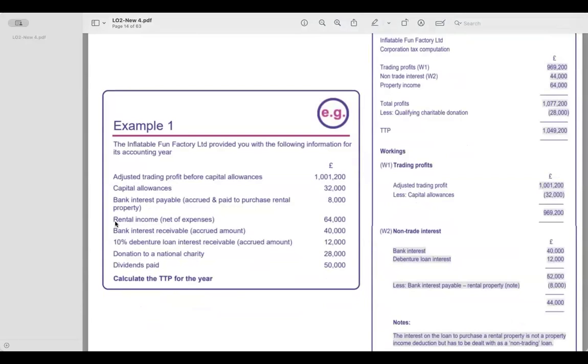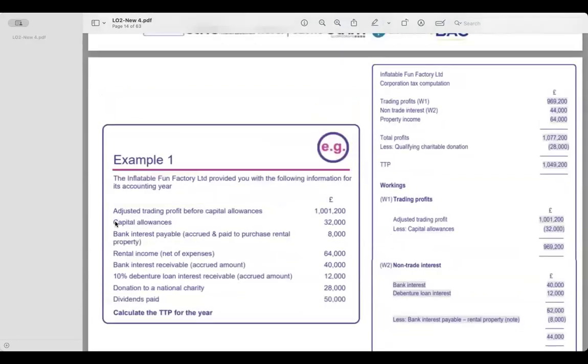So here is the example for a trading profit. Fun Factory Limited is provided with the following information for its accounting year. We will explain the trading profit: the company's trading profit before considering any deductions or allowances amounts to 69,200 pounds. Non-trading interest includes any interest earned by the company that is not related to its primary business activity. So in this case, the company earned 44,000 pounds in non-trade interest. Property income: the company generated 64,000 pounds in income from its rental properties after accounting for expenditures.